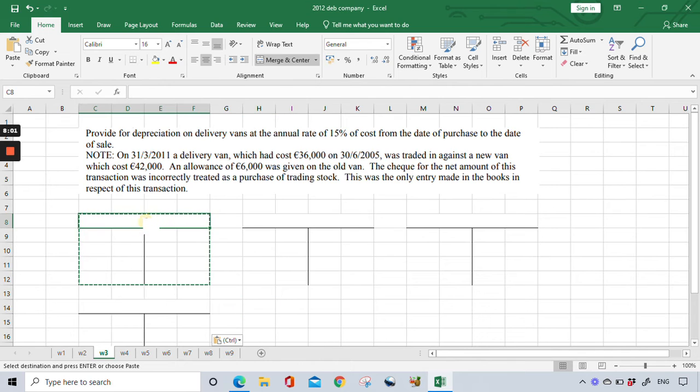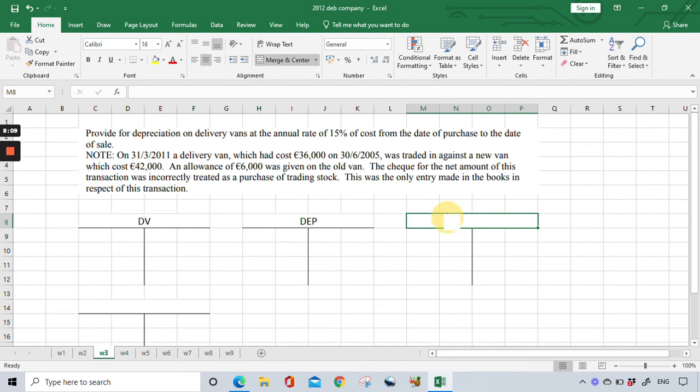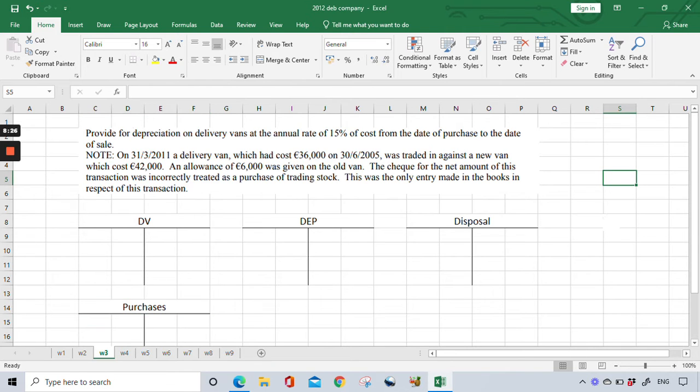Okay, so the usual ones are, in this case it's delivery vans, depreciation, disposal, and just check. The check for the net amount of the transaction was incorrectly treated as a purchase of trading stock, so purchases. So remember, I'm looking for 5 figures. I'm looking for the new delivery vans figure, depreciation for the year, accumulated depreciation, did I make a profit or loss on disposal, and a new purchases figure.